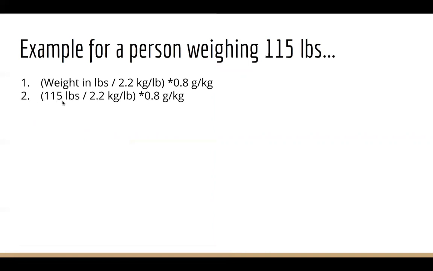We put in 115 pounds, and we're going to divide 115 by 2.2. Once we do that, we're going to get 52.3, which is rounded up from 52.27. We then take 52.3 kilograms and multiply that by 0.8 grams per kilogram, which will give us approximately 41.9 grams. All right, so that is all that I have for you.